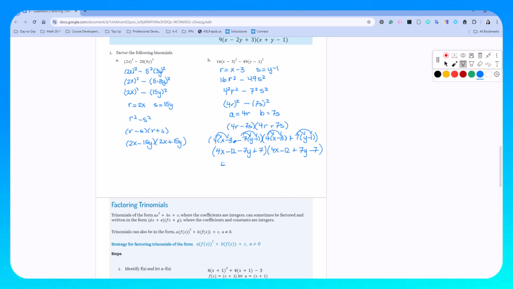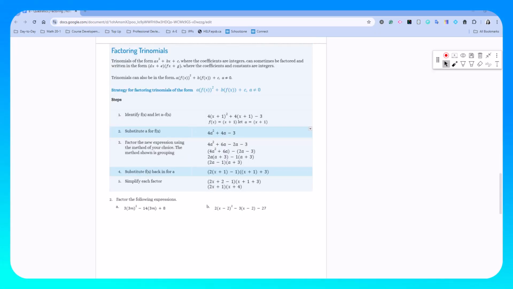Well, we have 4x minus 7y and minus 12 plus 7, which is negative 5. The second factor is 4x plus 7y, and minus 12 minus 7 is minus 19. And this is the factored form of b.